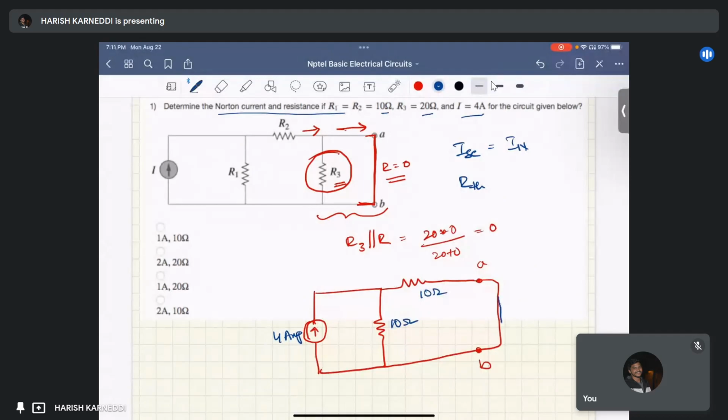This is ISC, which we need to find. Then how to find this? A current source and two parallel resistors are connected, so we can apply the current divider rule, right?